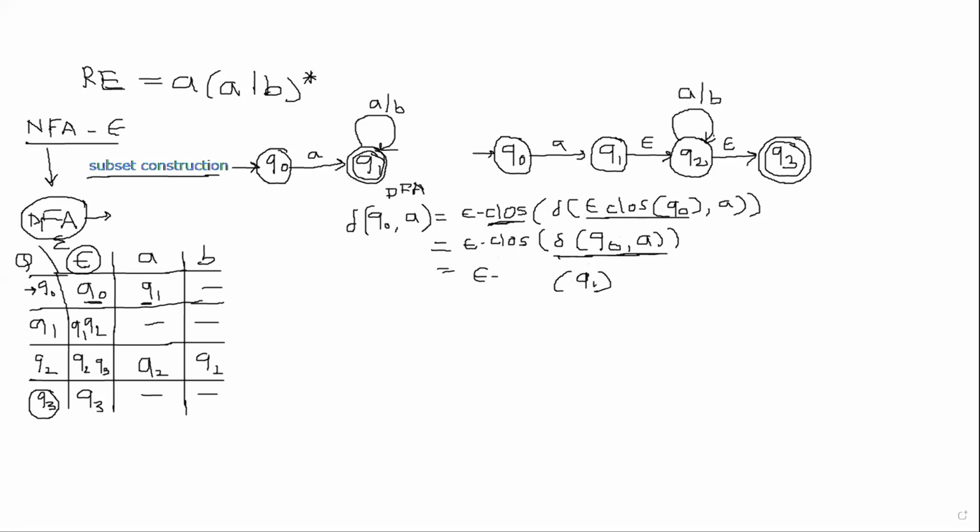Transition of Q0 on A is Q1. So I am writing here Q1 and the outside epsilon closure as it is. Now what is epsilon closure of Q1? Epsilon closure of Q1 is Q1, Q2. So ultimately, I am going to get the state Q1, Q2 as my new state.